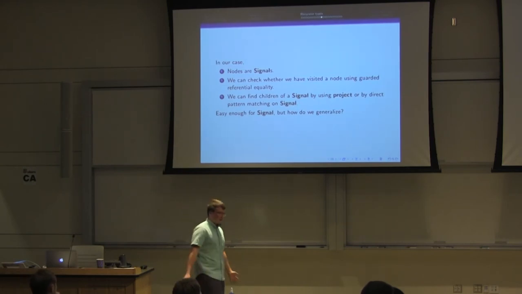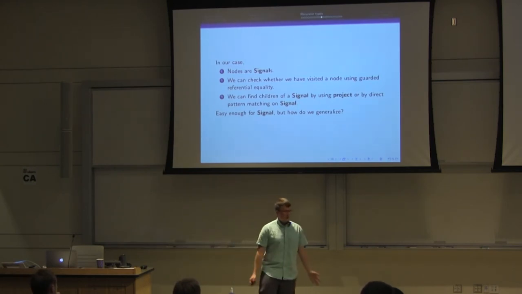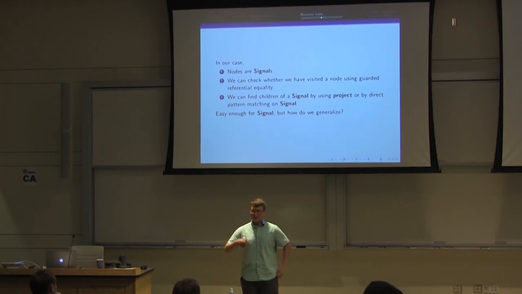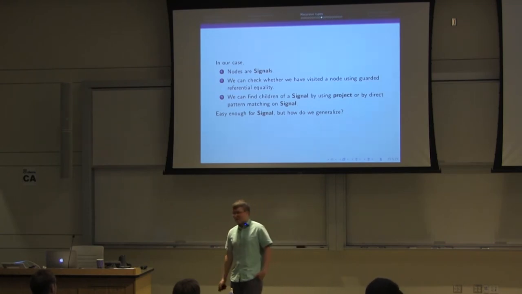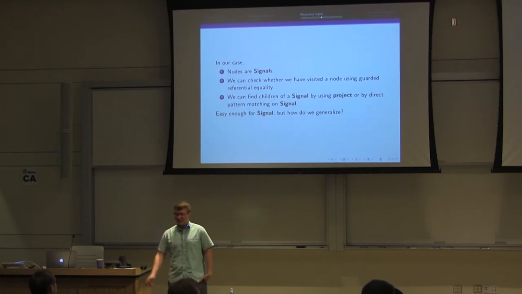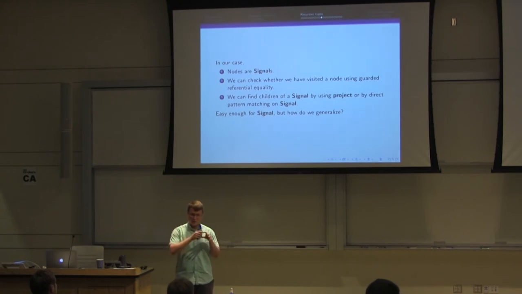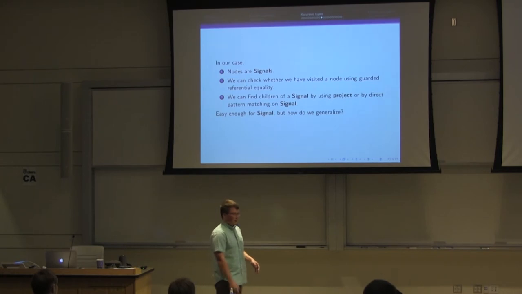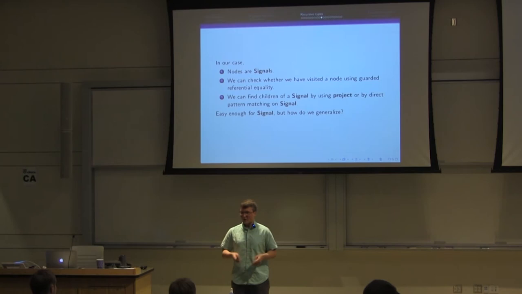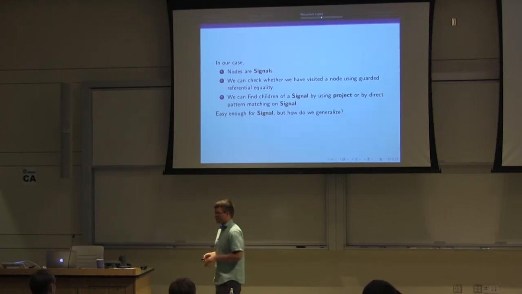And so in our case, nodes are signals, and we have a way to compare two signals together now, right? We can compare them by reference. So that's taken care of. But we still have a slight problem: when dealing with signals, it's fairly easy to go over all of the children of a particular node. But we want to generalize this pattern rather than solve it for just one particular data structure.